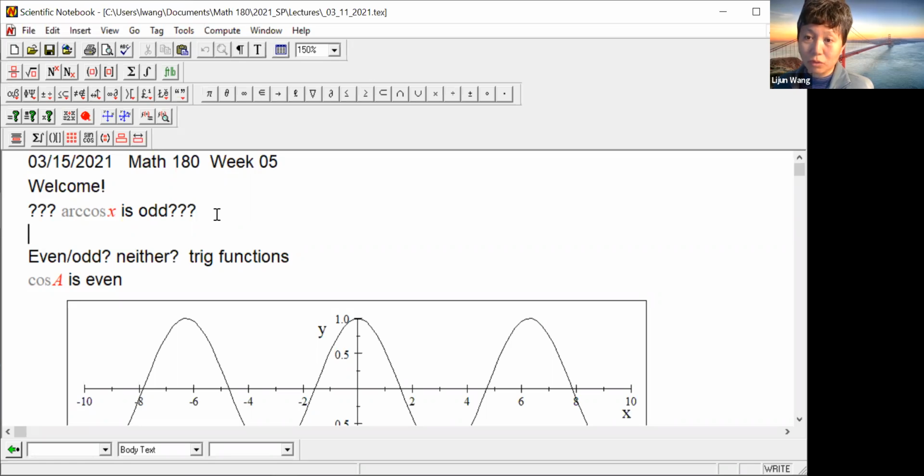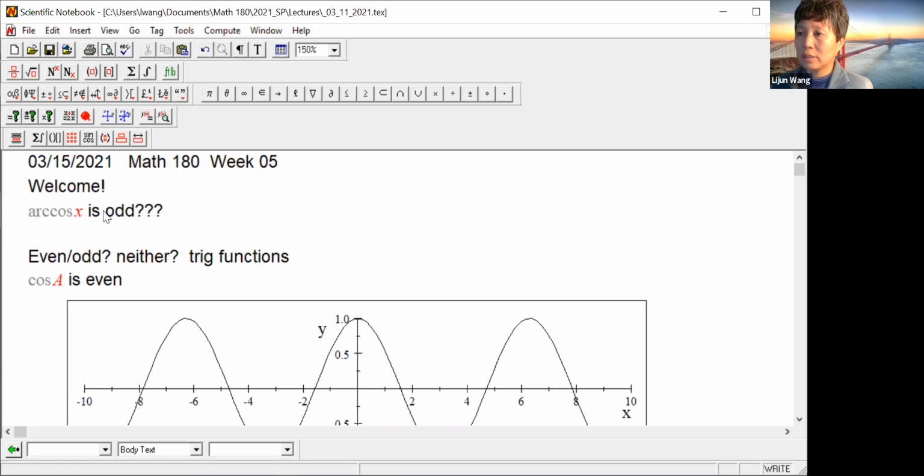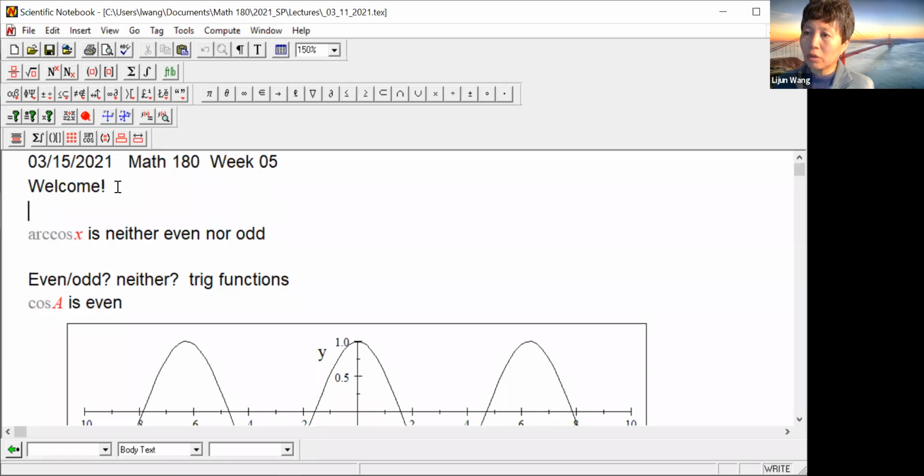Okay, so it is true. It's neither even nor odd. So this comment is false. Arc cosine is neither even nor odd. Okay, so you guys can see this from the picture. All right, so I'm going to go a little faster.